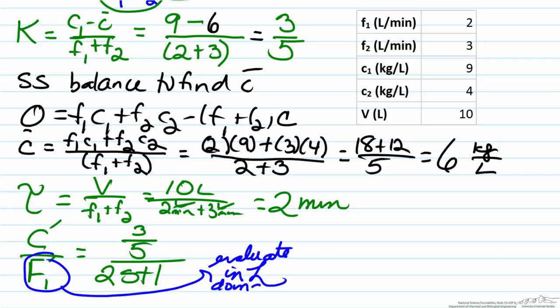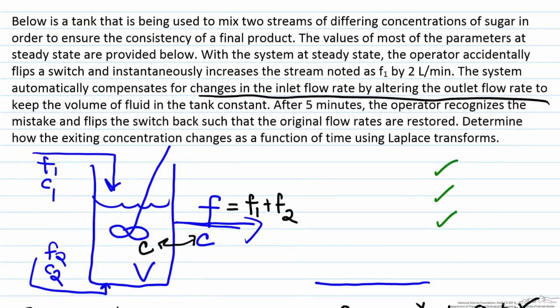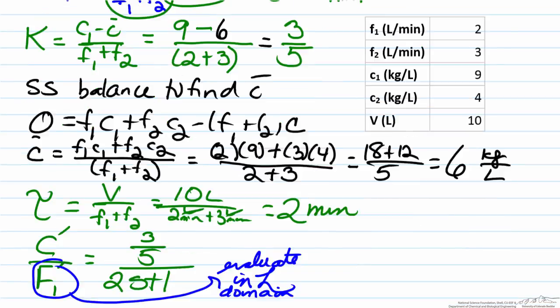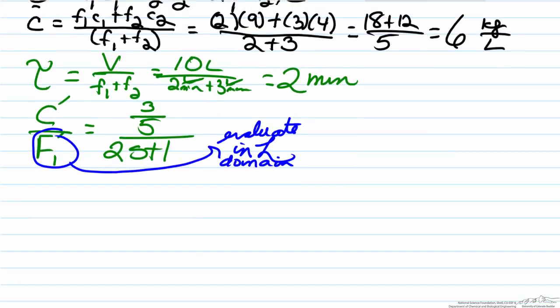To do this, we have to recall what was going on with our flow rate. What we see here is that the operator flipped a switch and instantaneously increased the stream by 2 liters per minute. But then after 5 minutes, the original flow rates are restored. If we were to put this in mathematical form, F1 prime equals 2 for times between 0 and 5, and F1 prime equals 0 for all other times.